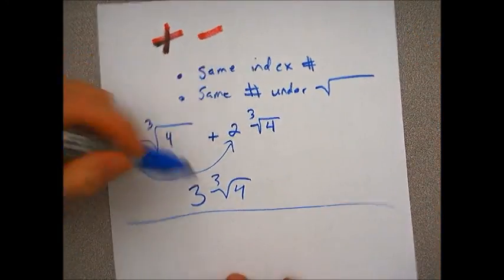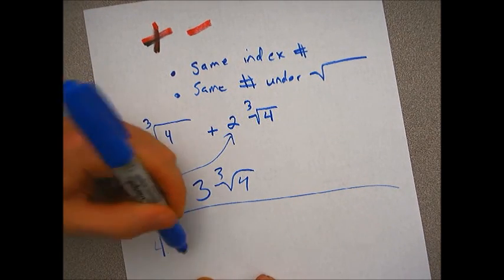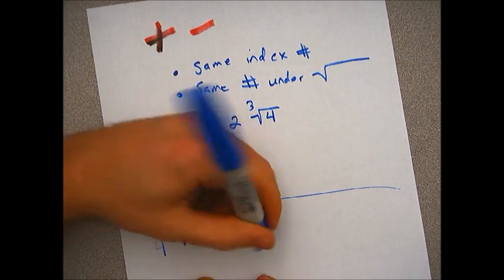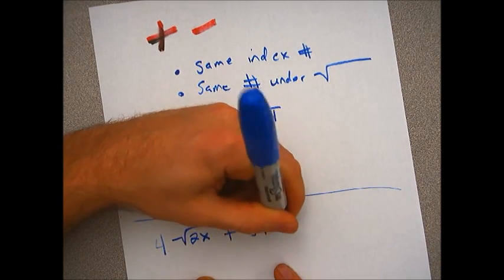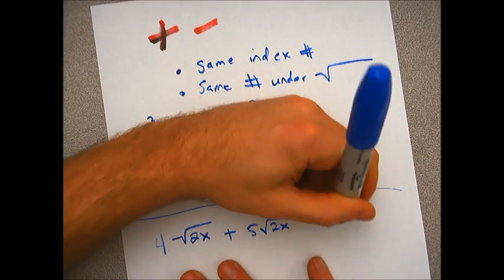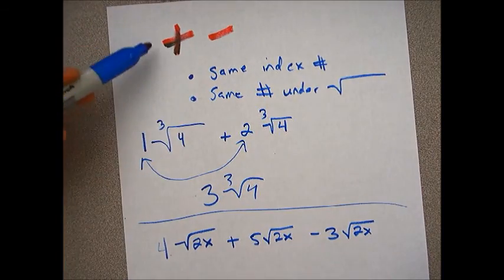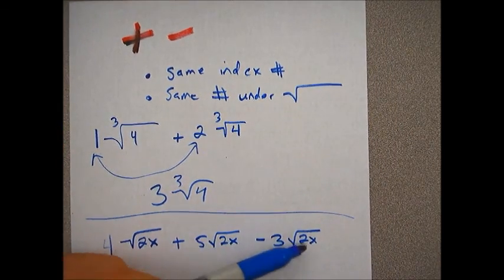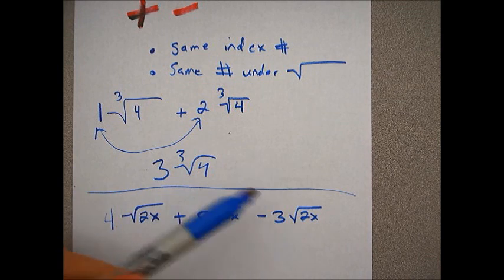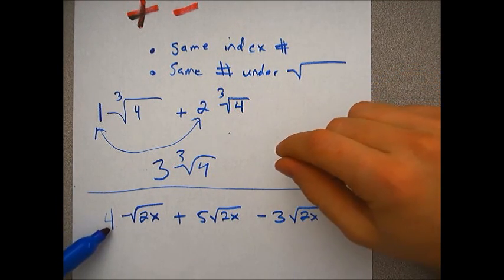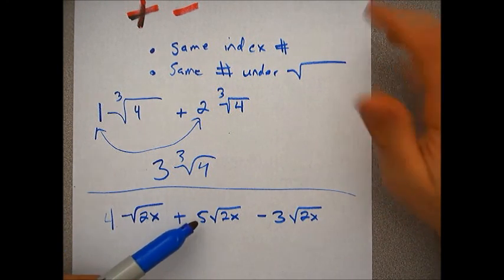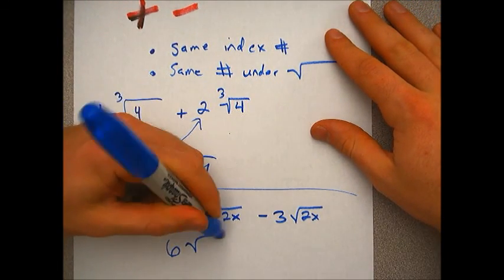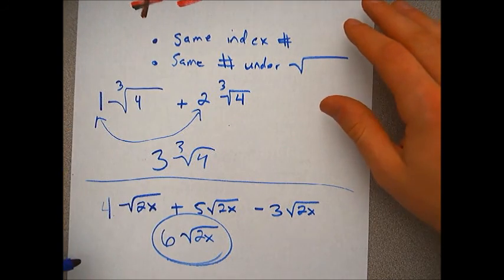So let's take a look at one such as 4 square root of 2x plus 5 square root of 2x minus 3 square root of 2x. Again, this is for adding or subtracting. What do I see here? 2x, 2x, and 2x. Index number matches across the board, so I can add my objects. 4 of them and 5 of them is 9 of them, and 9 of my objects minus 3 of my objects is 6 of my objects.